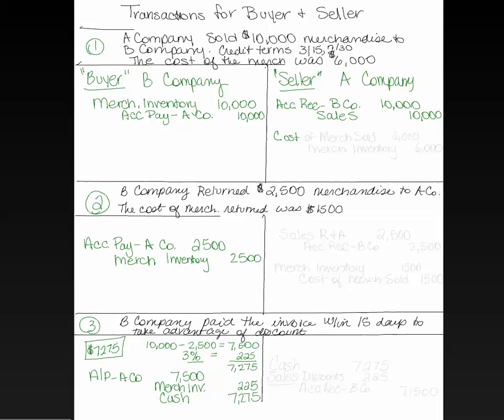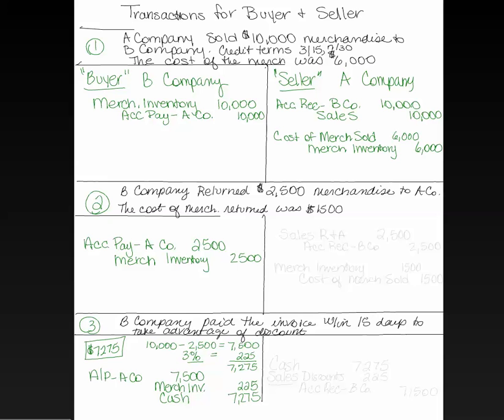And that expense account is called cost of merchandise sold, and then you will credit merchandise inventory. You credit merchandise inventory, the asset account, because your inventory has just left your store, so you need to make a journal entry for that. The cost of the inventory that you sold is $6,000, so that's the amount for that journal entry.